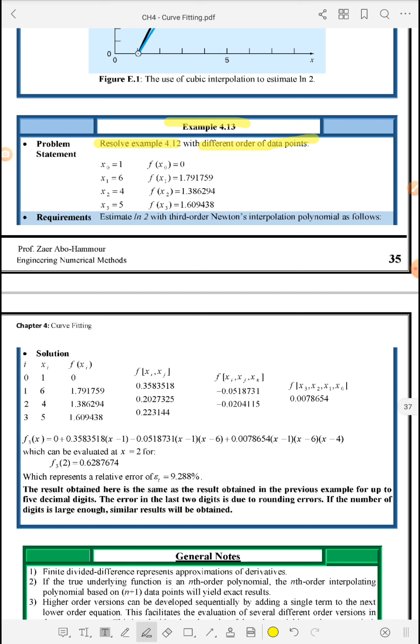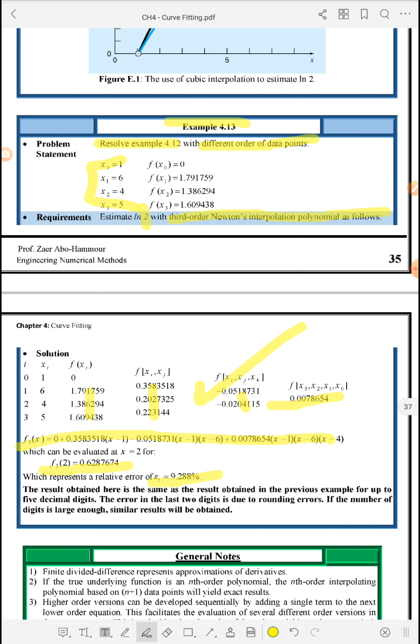Okay, so the order has been changed for those 4 data points, and we want to re-estimate the value at x equal to 2 for the newly generated third order polynomial. So this is the table or hierarchy of divided differences: 3 first order, 2 second order, a single third order, and this is the polynomial, and here is the value at x is equal to 2, and this epsilon t, which is equal to the same values subjected to round off errors.